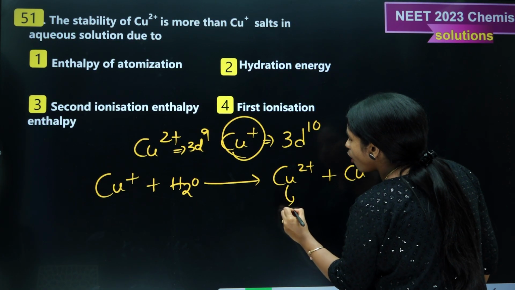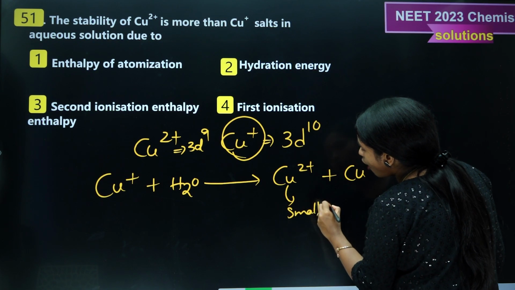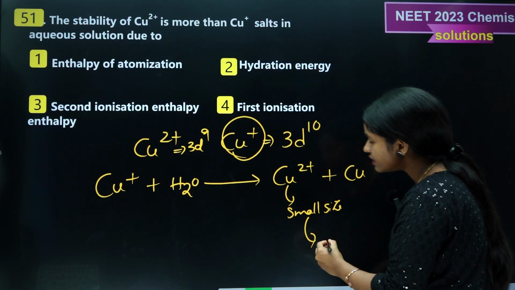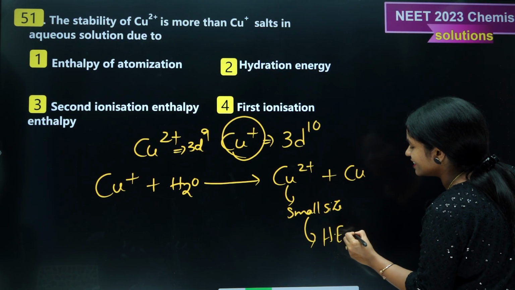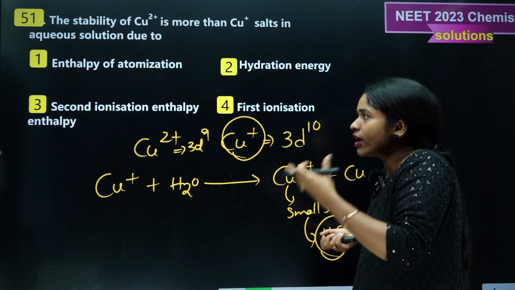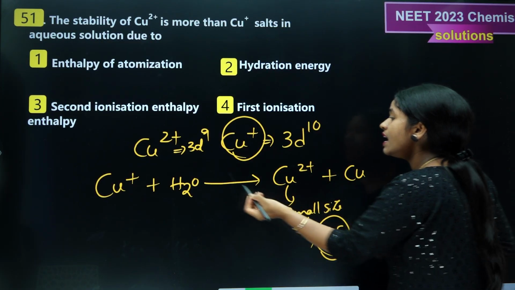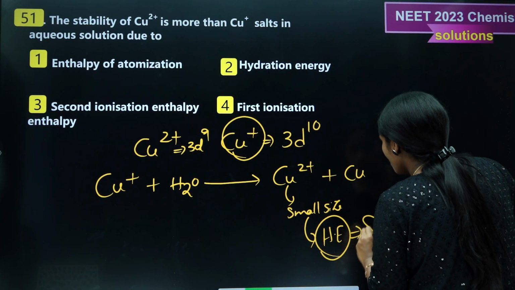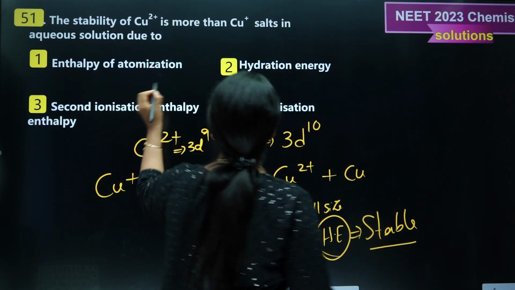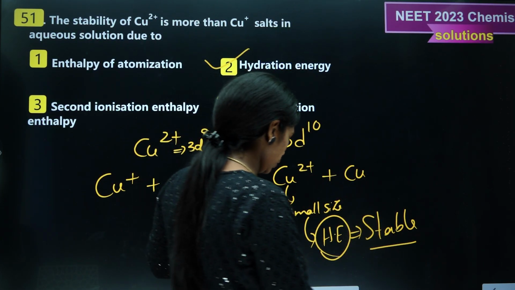See, Cu2+ is small in size. Due to its small size, it is surrounded by more water molecules and has more hydration energy. When it is surrounded by more water molecules, more energy will be released. That's why it is more stable. So the answer is hydration energy, option number 2.